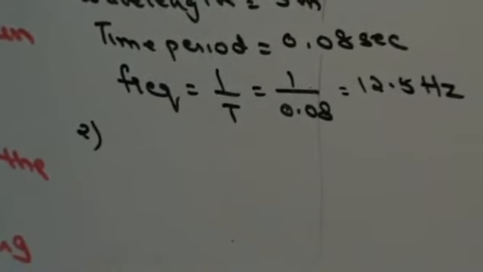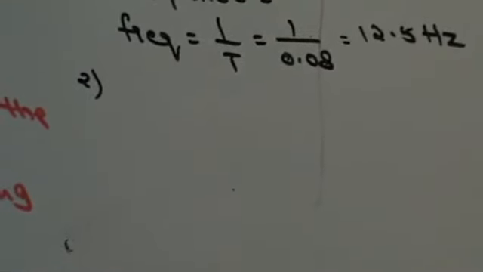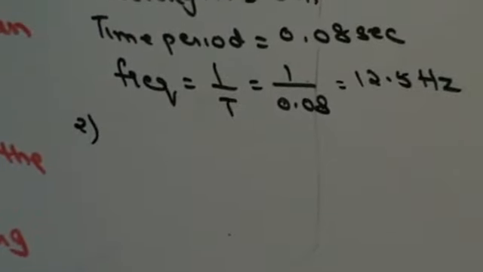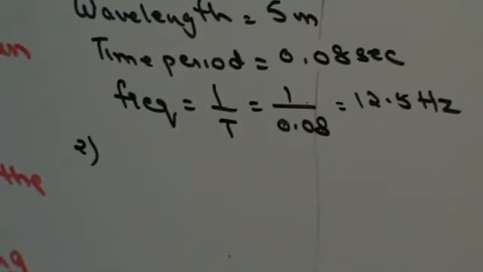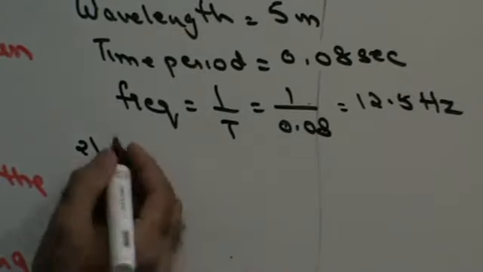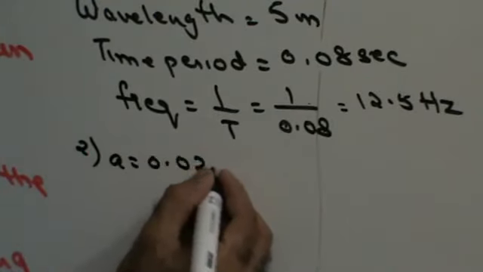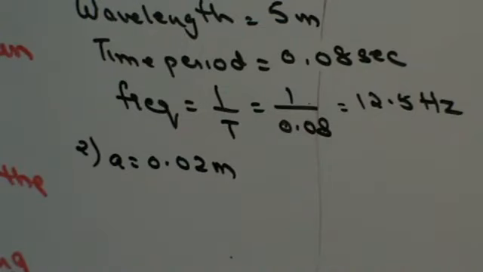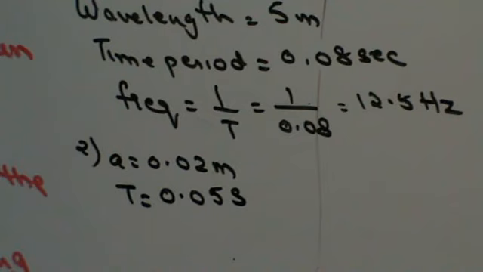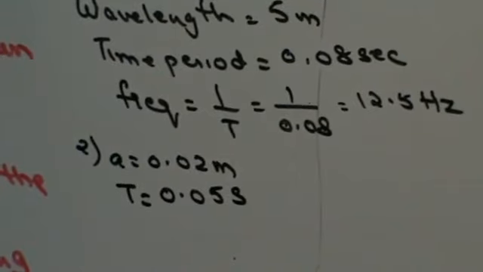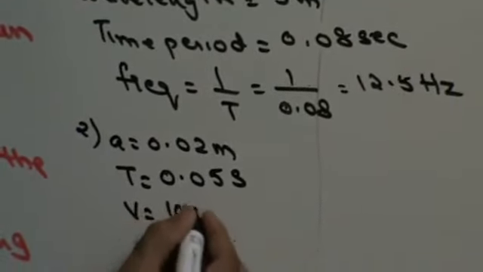Write down the equation of a progressive wave whose amplitude is 0.02 meters, time period is 0.05 seconds, and traveling with a velocity of 10 meters per second.